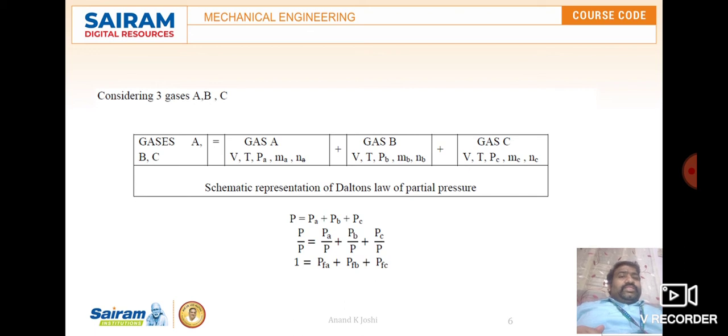Next, consider three gases as an example: gases A, B, C, each with its own pressure, temperature, mass and moles. This represents Dalton's law of partial pressure: the total pressure is PA plus PB plus PC.